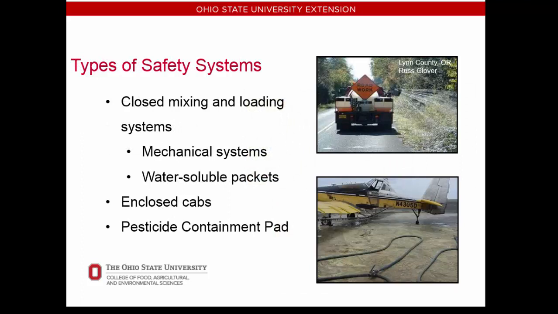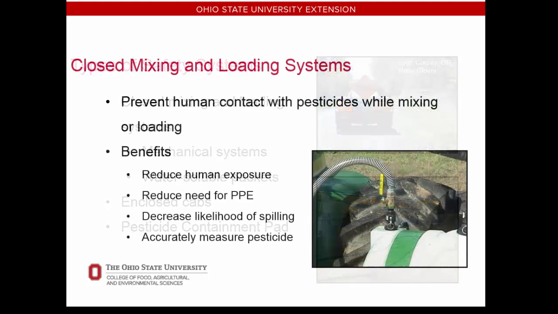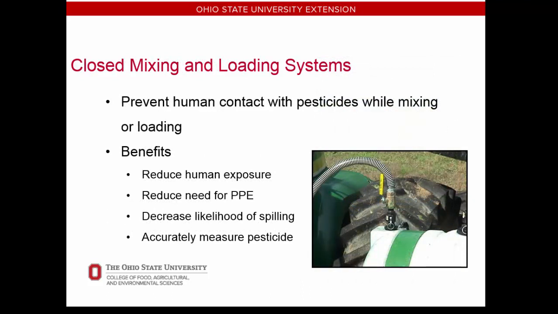There are some safety considerations related to application equipment and planning. Several types of safety systems are used to protect either the applicator or the environment. Let's look at three systems: closed mix and load systems, enclosed cabs, and pesticide containment pads. Closed mixing and loading systems prevent human contact with the pesticide. They are a great way to reduce human exposure and also reduce the need for personal protective equipment. In addition, they reduce the possibility for mixing errors by accurately measuring the pesticide and decreasing the chance of spills.